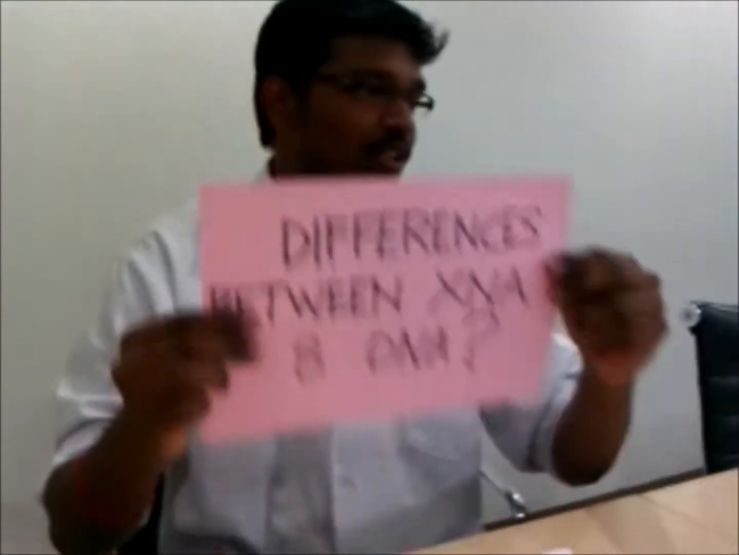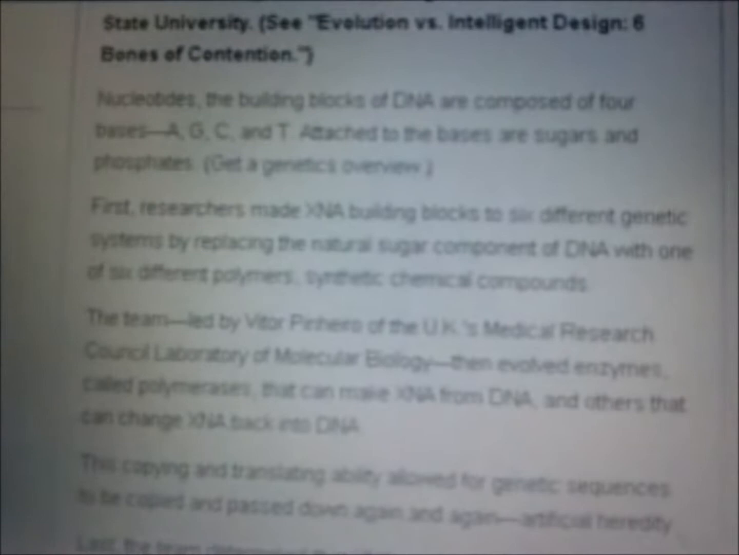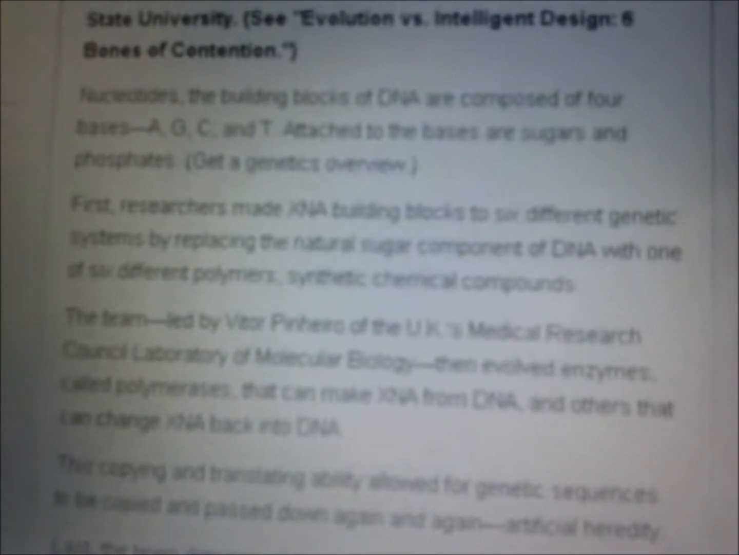Ladies and gentlemen, now we move on to the differences between XNA and DNA. As we all know, the DNA is composed of nucleotides, and the building blocks of DNA are composed of 4 bases: A, G, C, and T. Attached to the bases are sugars and phosphate as their main backbone.